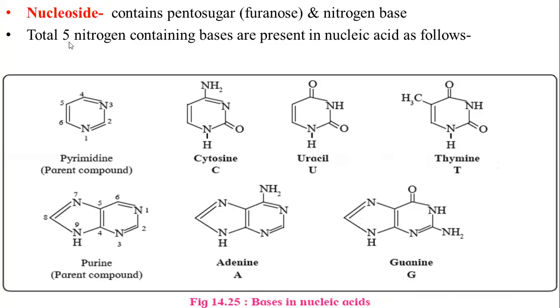Then I am coming to the nucleosides. The nucleosides contain the pentose sugar, furanose, and a nitrogen base. There are a total of 5 nitrogen containing bases present in nucleic acids. These structures will not be asked for the examination. Cytosine, this is uracil, this is thymine, which contain the nitrogen base also. This is adenine, this is guanine. These are the bases which are present in nucleic acids.